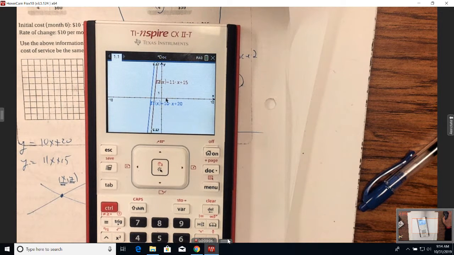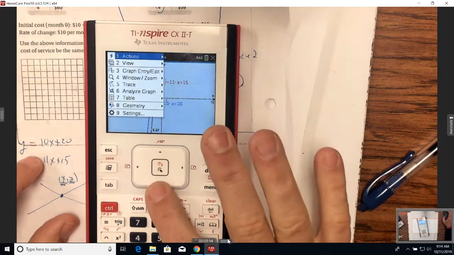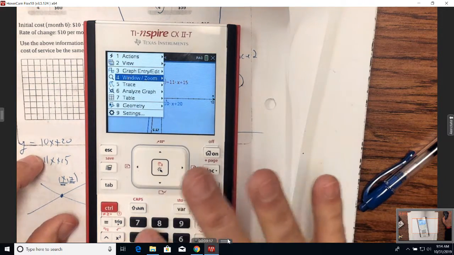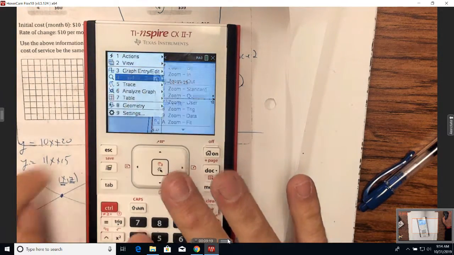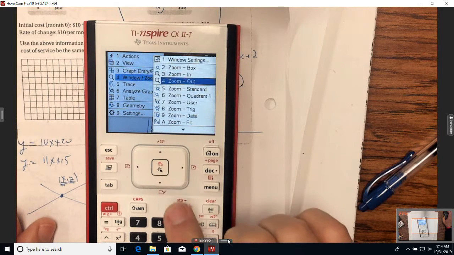So how do I get this to fit on my screen? Look, I'm going to show you a new feature in your calculator that might help you fit it in there so you don't have to zoom out so much. Because whenever I zoom out, here's the problem with zooming out. If I go to zoom out, watch. So go to Window, Zoom, and zoom out.